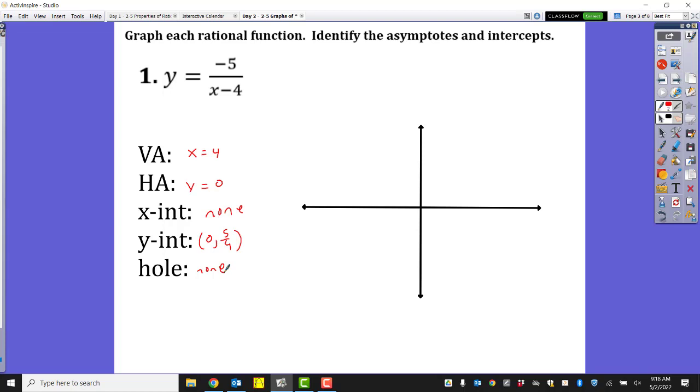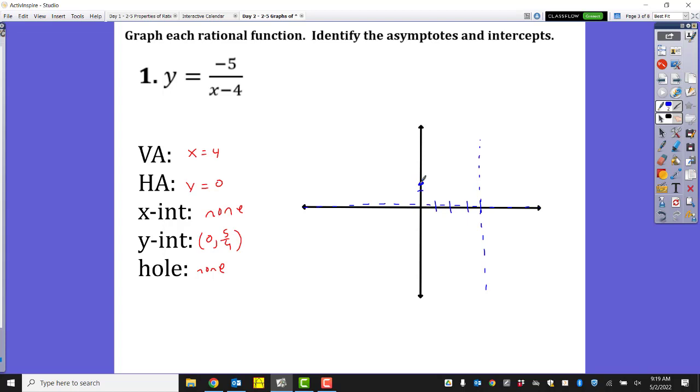Okay, so I'm going to start by graphing the vertical asymptotes. Vertical asymptotes are dotted lines that are vertical on that x value. So vertical asymptote of x equals 4 means that we're going to have a dotted line at x equals 4. 1, 2, 3, 4. Boom. Vertical asymptote right there. Horizontal asymptote at y equals 0 means that we have a horizontal dotted line at y equals 0. And we have a y-intercept at 0, 5 over 4. So 0, here's 1, 5 over 4 is going to be just above that.